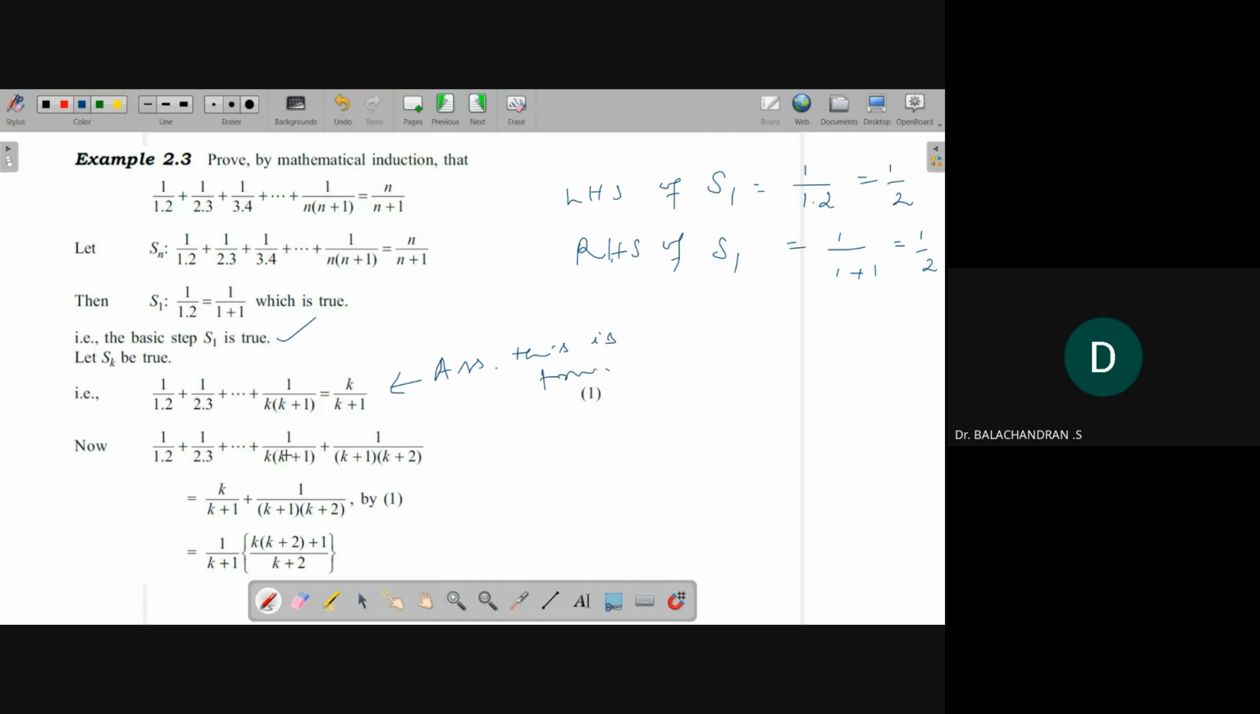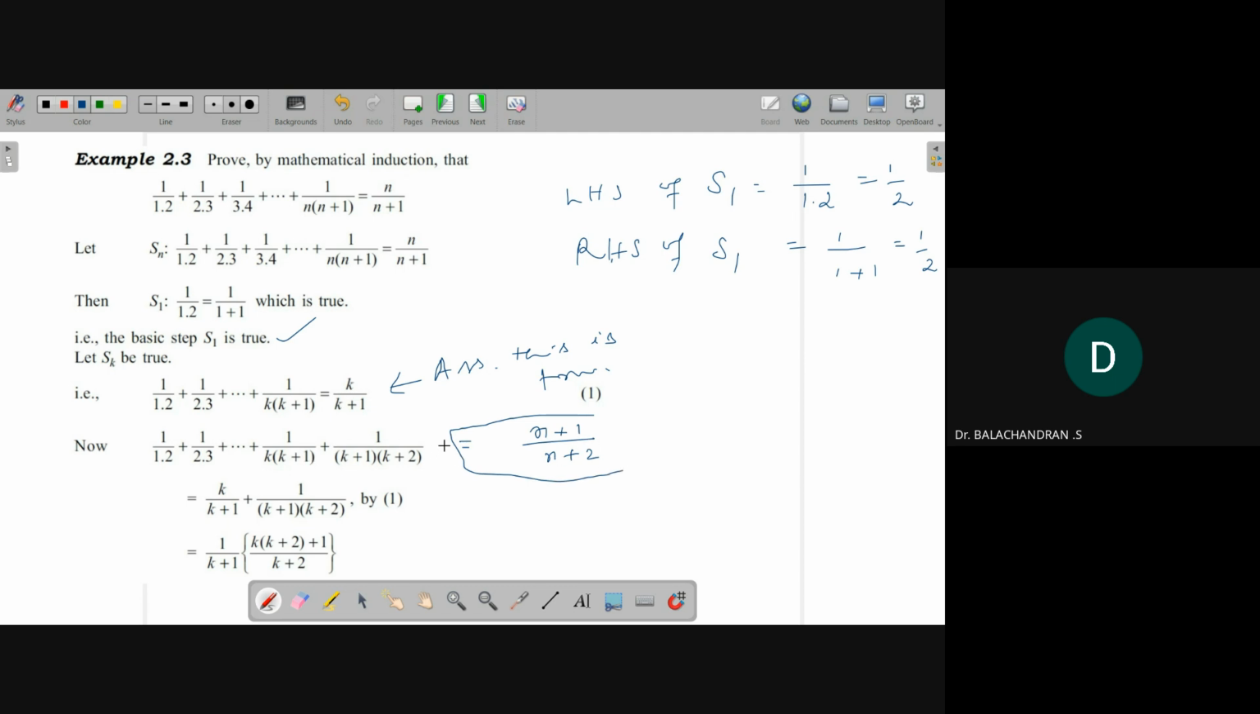Now I am going to prove that for n equal to k plus 1, that means 1 by 1 into 2 plus 1 by 2 into 3 plus dot dot dot plus 1 by k into k plus 1, plus the last term, n equal to k plus 1, means 1 by k plus 1 into k plus 2, is equal to what I need to prove: the right hand side is k plus 1 by k plus 2. That is what I want to prove.